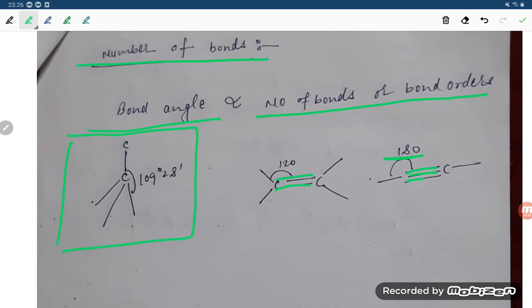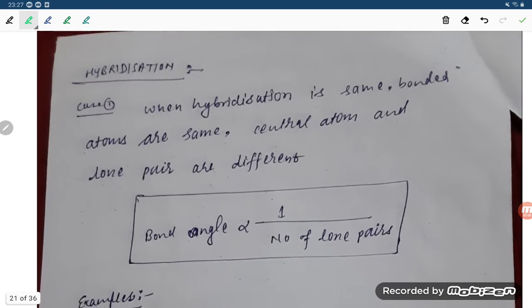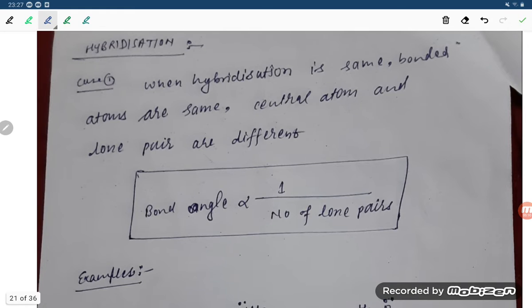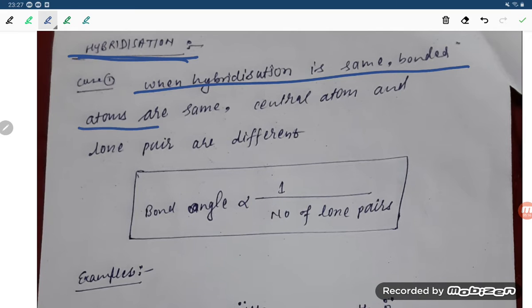Double bond 120, single bond 109. So as bond order increases, bond angle also increases. Now the next one is hybridization. When hybridization is the same and bonded atoms are the same, that is, the central atom and lone pair are different.